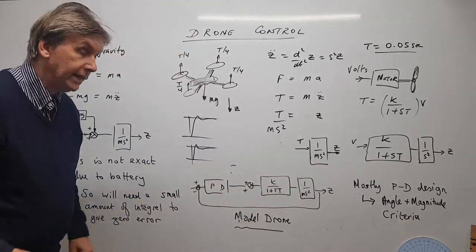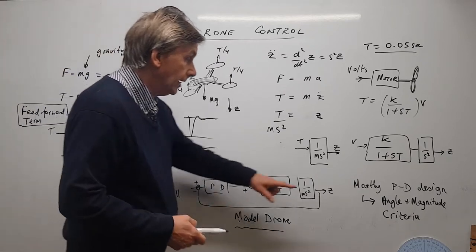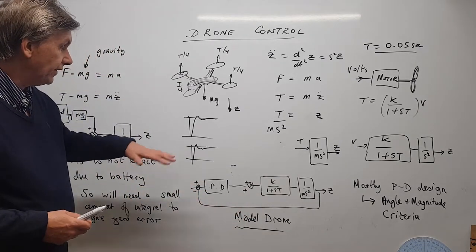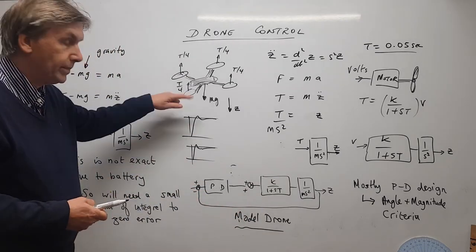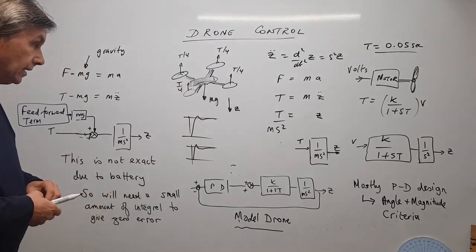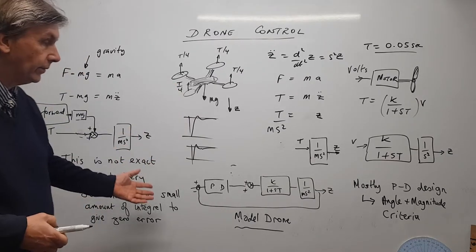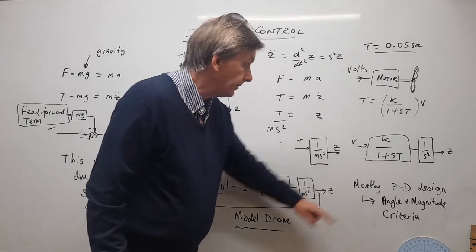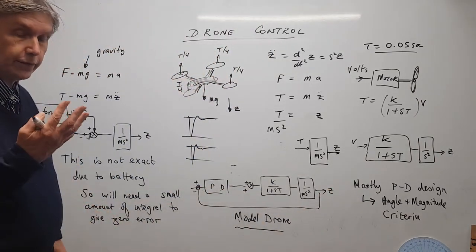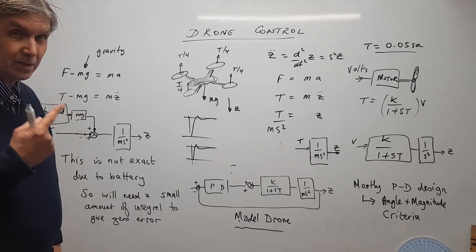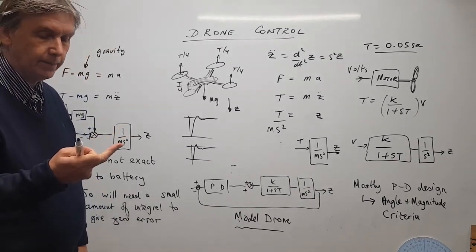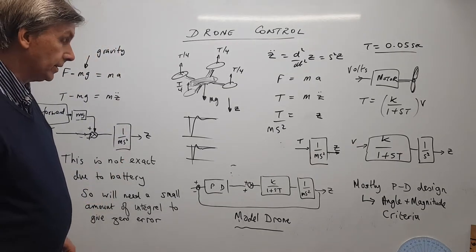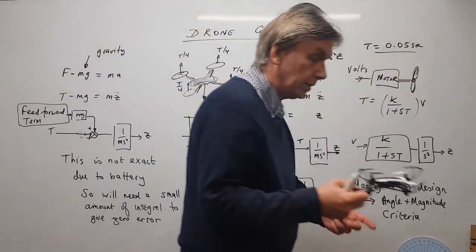In order to do the PD design, we're going to use the angle and magnitude criteria, and then we can design in some different transient responses, some different damping ratios, some different overshoots, and try a whole range of designs and see which one we like best. So next I'm going to use the angle and magnitude criteria to design the PD controller in four different cases: too lightly damped, reasonably lightly damped, critically damped, and heavily damped. Then we'll put the controller gains onto the quad and fly it.